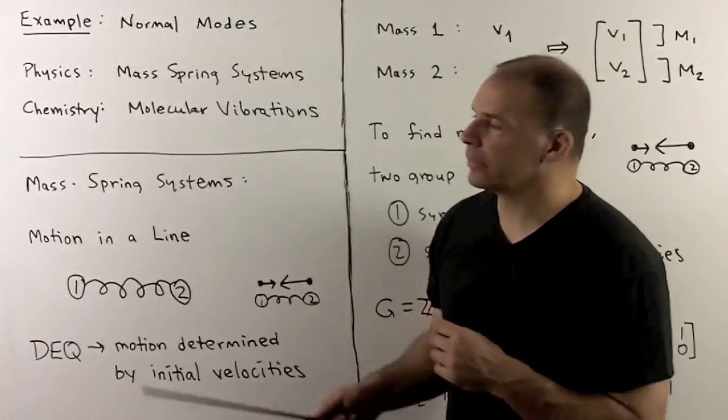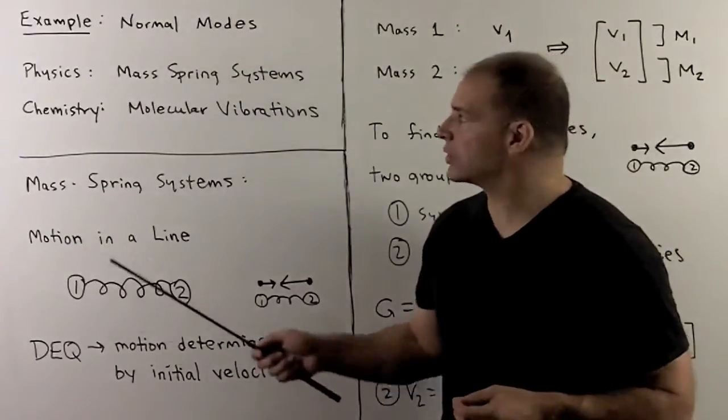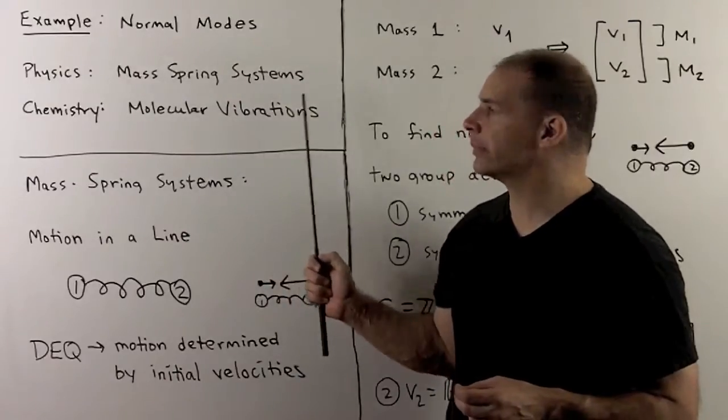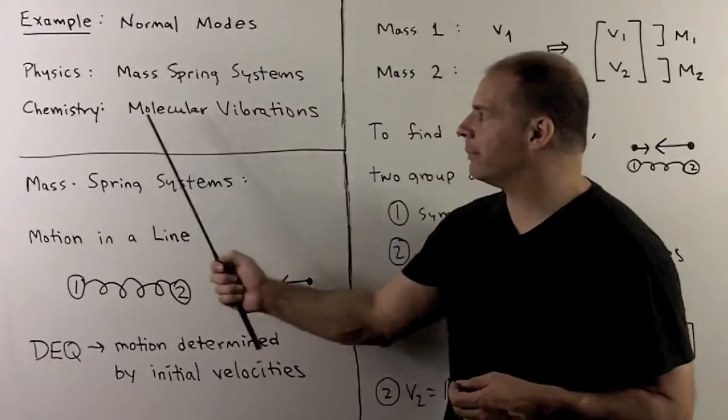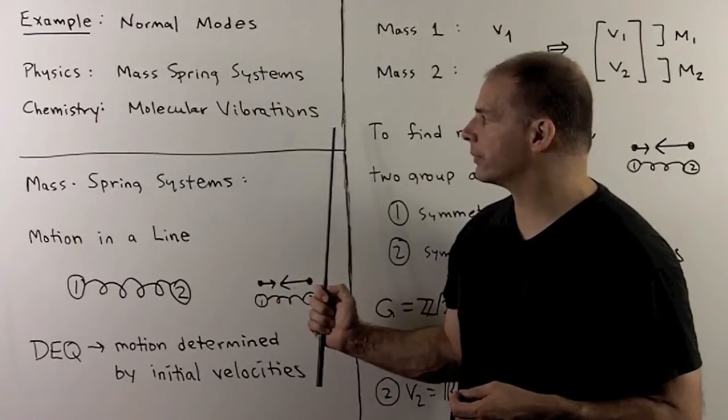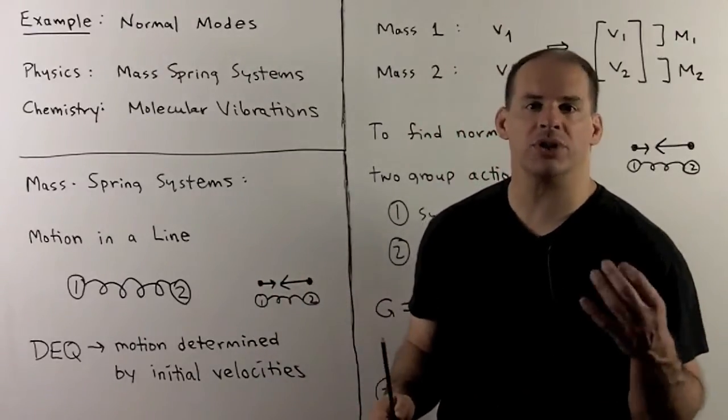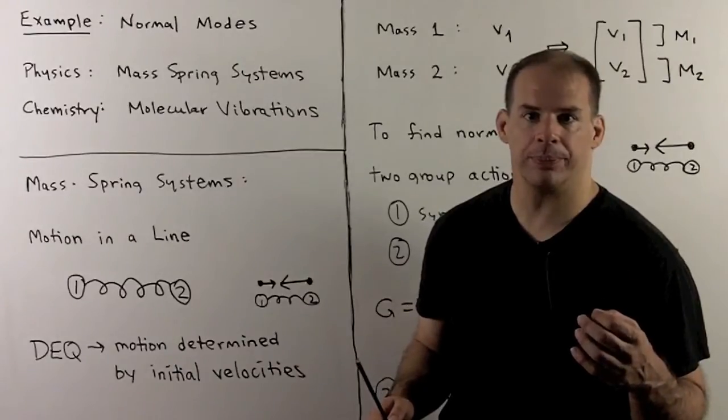In practice, normal modes arise in physics when we study mass spring systems, or other oscillatory behavior, and in chemistry when we study molecular vibrations. Here, we'll focus on mass spring systems.